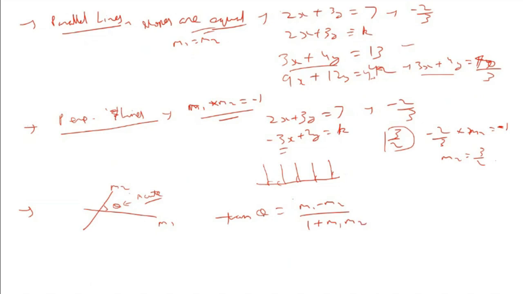And since this is an acute angle, tan of an acute angle has to be positive, so this will be a modulus, the absolute value of this number. So intersecting at theta, tan theta is the modulus of m1 minus m2 over 1 plus m1 m2.